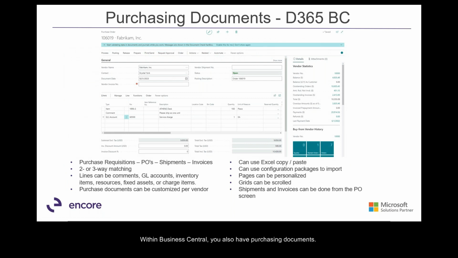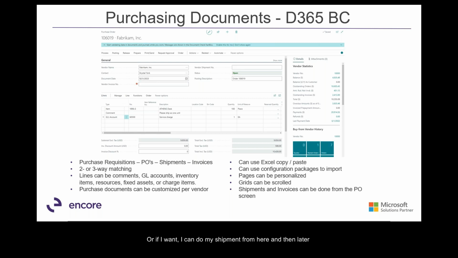Okay, within Business Central, you also have purchasing documents. You can start from the purchase requisition. That requisition can become a purchase order. You can either receive your shipments and invoices from the PO screen or separately. So directly from the PO screen, I have a choice to do my shipment separately. I can receive the shipment here. I can also invoice from here, or I can do both at the same time.